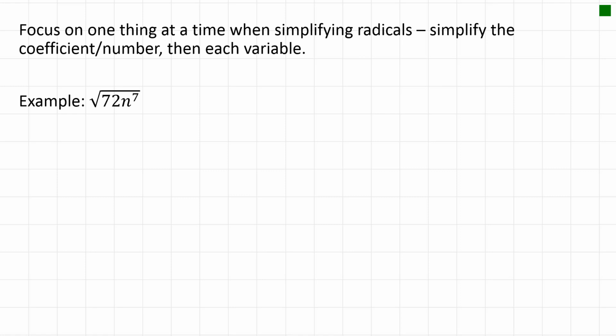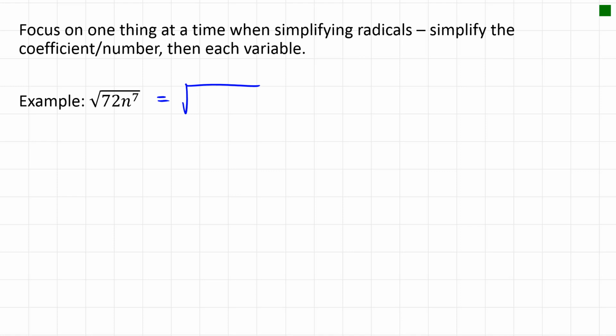So we now have a mix of numbers and variables, and we started this earlier, but let's simplify this radical 72 n to the power of 7. So our strategy is going to be to look for the largest perfect square that's in each 72 and n to the 7, but we're going to start with the coefficient. What's the largest perfect square in 72?